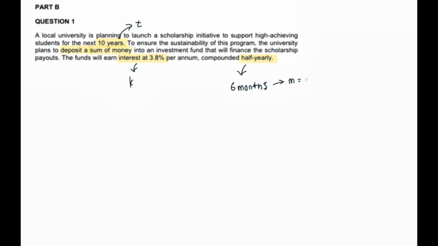So we know that the interest is 3.8, which is the K value. K is the nominal interest rate. Compounded half yearly, which means every 6 months. So the M value is 2. M is for frequency. So we need to do a timeline first to make it easier for us to understand this question.